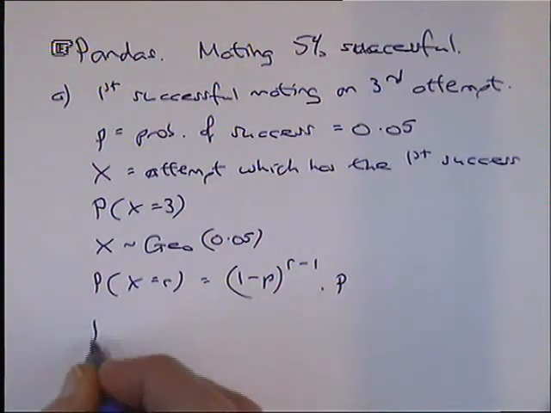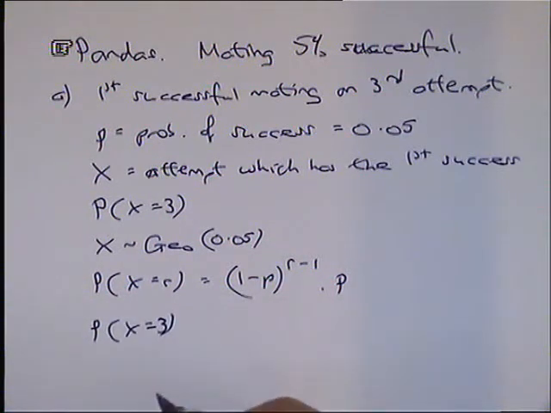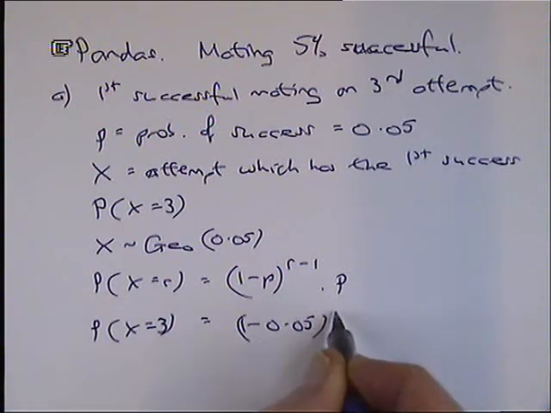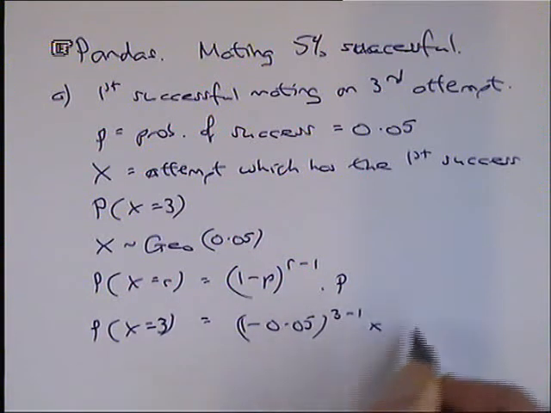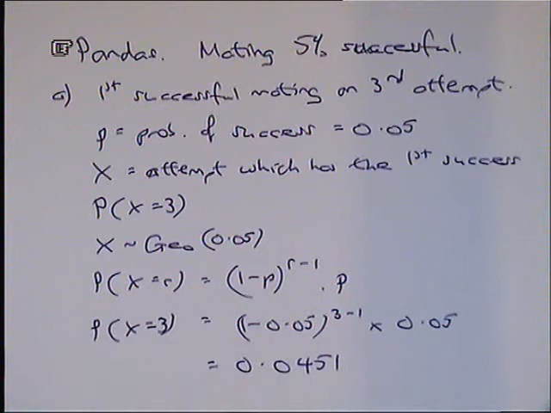So for part A of the question, where it was working out the probability of the first successful mating on the third attempt, would be 1 minus p to the power of r minus 1 times by p. So I have the failure probability twice and then the success probability. And if you work that out, you get 0.0451.